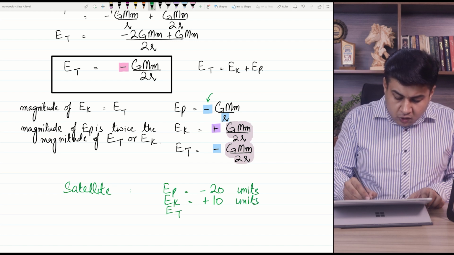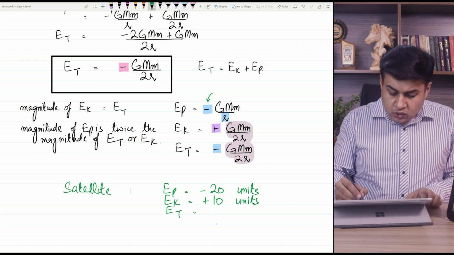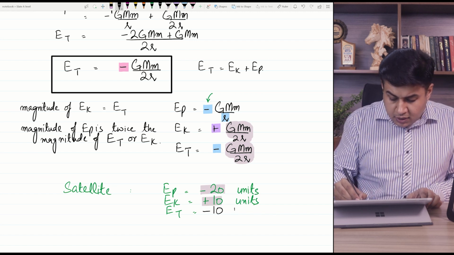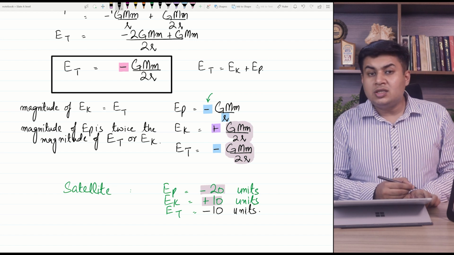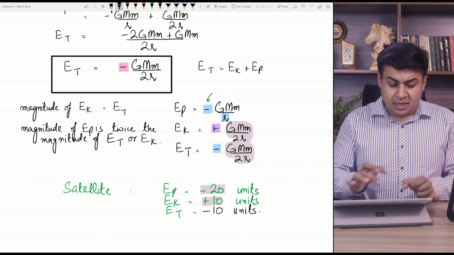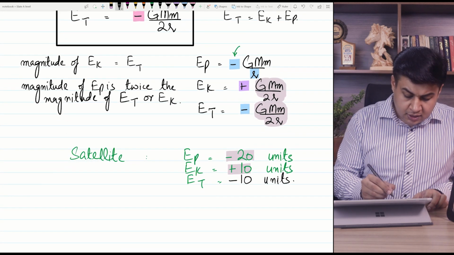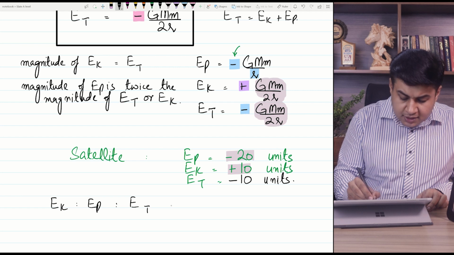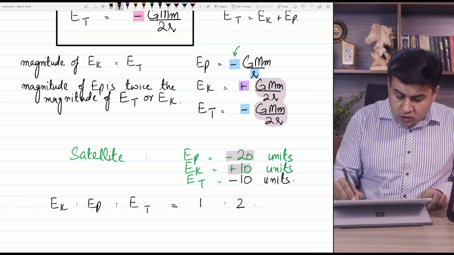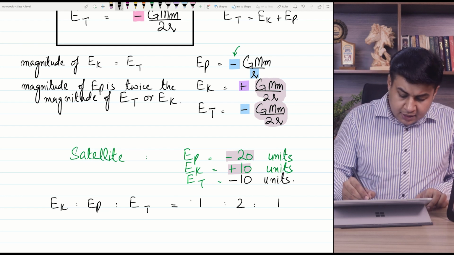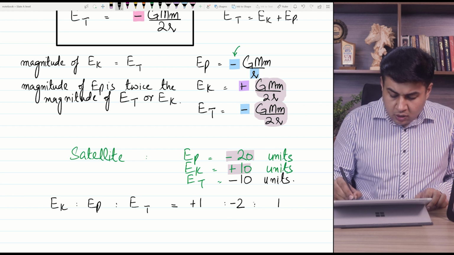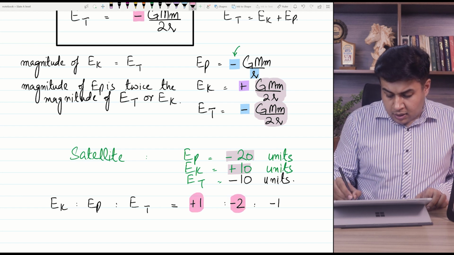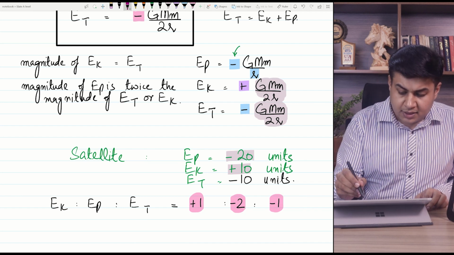What will be the total energy? For total energy, you will add potential energy and kinetic energy. So minus 20 plus 10 is minus 10, right? Minus 10 units, right? तो क्या ये energies of satellite हमेशा ही ये ratio maintain करती हैं? Yes, this ratio is never going to be disturbed. So it means that the ratio of kinetic energy to potential energy to total energy of a satellite is always 1:2:1. और याद रहे कि काइनेटिक एनर्जी का साइन पॉजिटिव होता है, पोटेंशियल एनर्जी का साइन नेगेटिव होता है और टोटल एनर्जी का भी साइन नेगेटिव होता है, राइट? So now this ratio is +1 : -2 : -1. You will memorize this ratio.